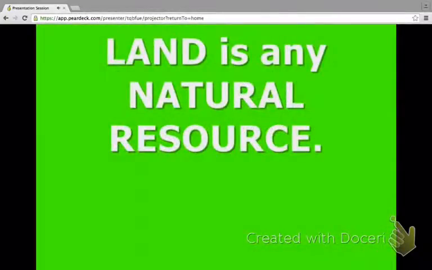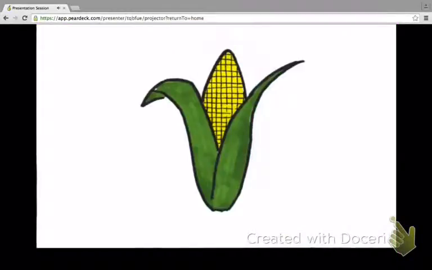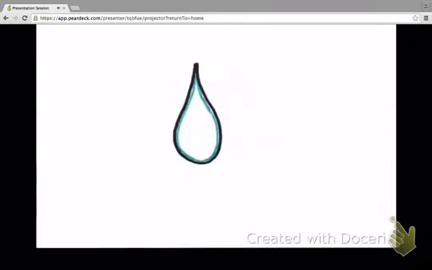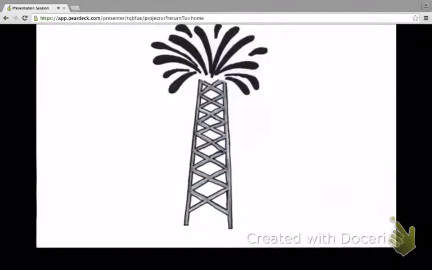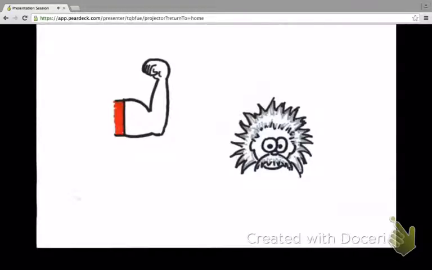Land is any natural resource. Sure, this includes land, like farmland or real estate, but it also includes trees, plants, livestock, wind, sun, water, oil. You get the idea. The category labor refers to any human service, physical or intellectual.